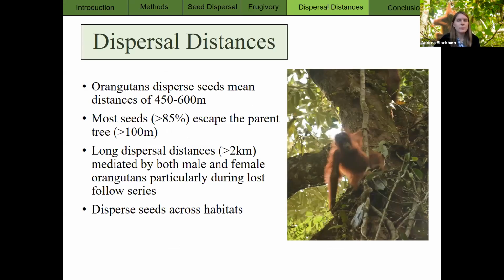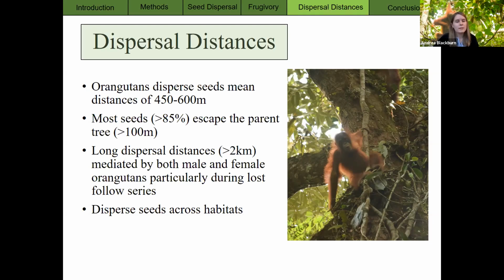So orangutans disperse seeds mean distances of about 450 to 600 meters, and this was not influenced by orangutan sex or fruit availability. At least 85% of the seeds were moved at least 100 meters from the parent tree, escaping the area of high seed mortality underneath the parent tree. There were long seed dispersal events, and these dispersal events were mediated by both male and female orangutans, particularly during lost follow series. Orangutans disperse seeds across habitats at Gunung Palung, and the other primate frugivores at the site, particularly the gibbons and macaques, are territorial, and so there might be limited opportunities for these primates to disperse seeds across habitat types. So that might be where the orangutan's dispersal role diverges from these other primates.